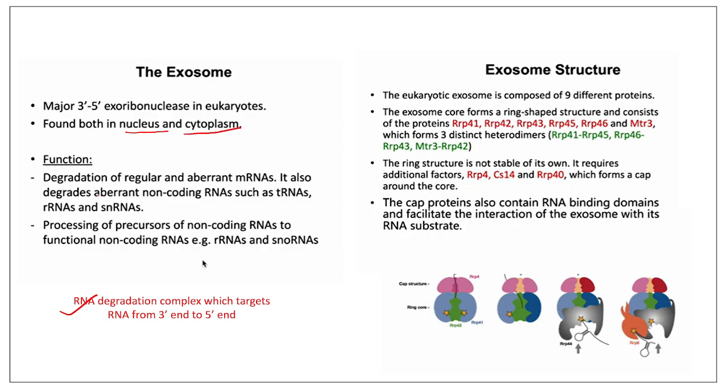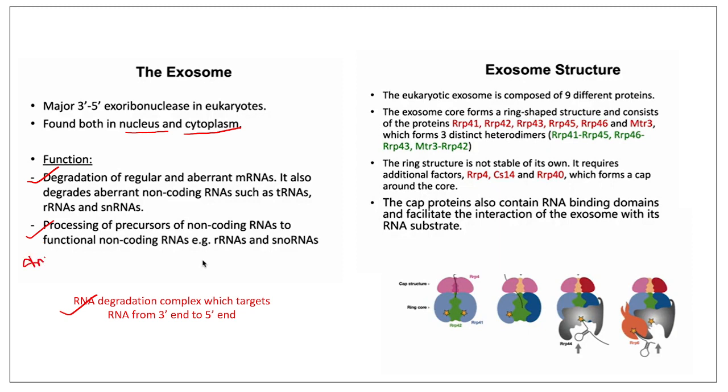What are the functions of exosomes? They are required for the degradation of mRNAs. So we already know this. And they can also degrade tRNAs, rRNAs and snRNAs. Okay, first function. The second function is that it is also required for the processing of some non-coding RNAs to functional non-coding RNAs. So exosomes are not only needed for degradation, exosomes are also required for the processing of non-coding RNAs.